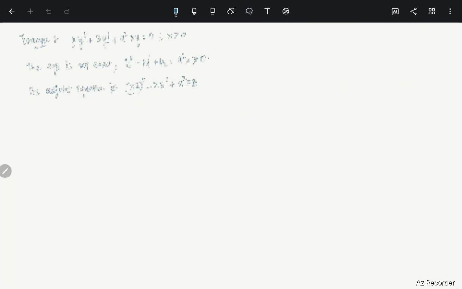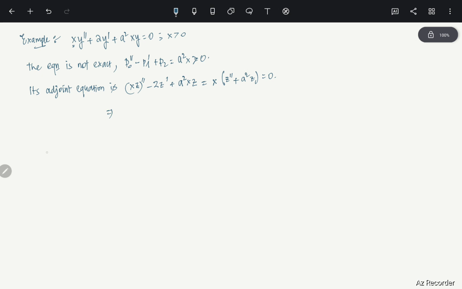So given an equation like this, first of all write down the adjoint. It is given by x z double prime plus a square x z equals 0. Here x is positive, so that will imply z double prime plus a square z equals 0. Yes, this is the adjoint equation, right? Now the general solution of this adjoint equation is given by c1 times cosine ax plus c2 times sine ax. That is your z of x, right?